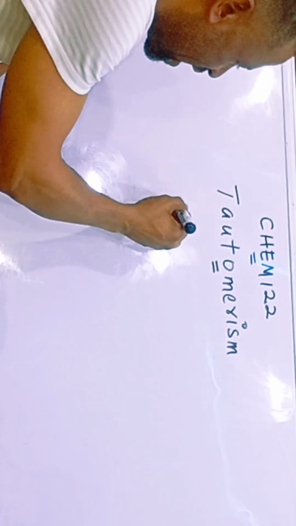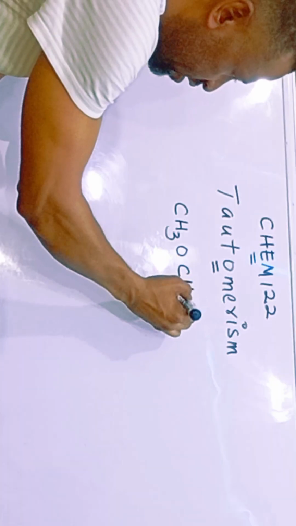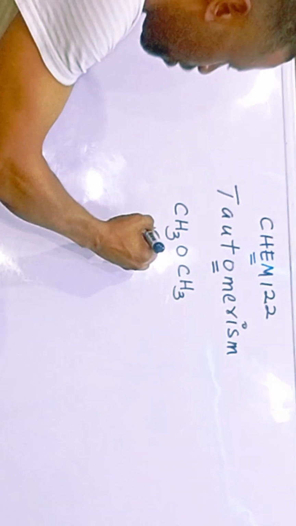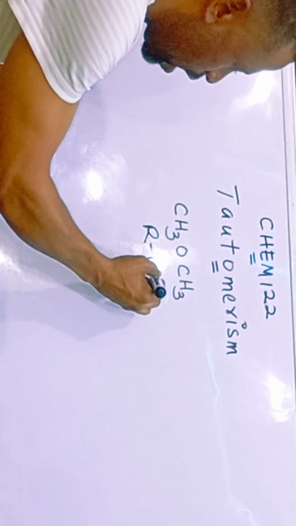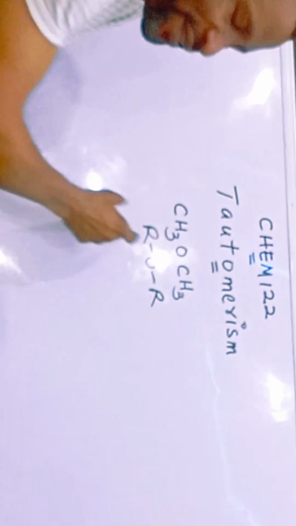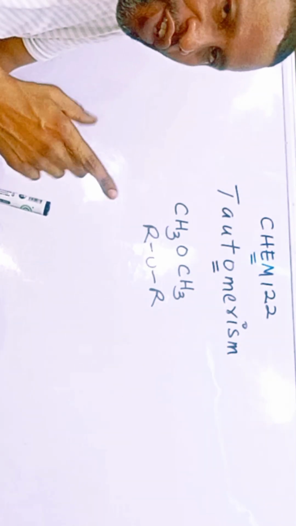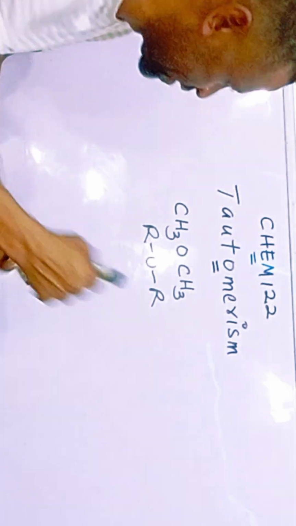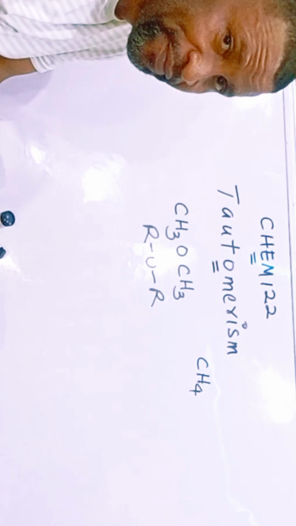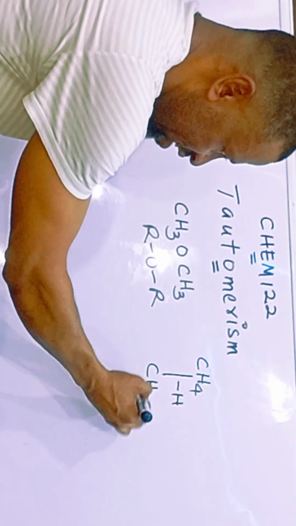If I write something like CH3OCH3, you notice that this obeys the general formula ROR. That's the formula it obeys. This R represents an alkyl group, which is an alkane that has lost one hydrogen atom. For instance, the first member of alkanes is CH4, which is methane. If methane loses one hydrogen atom, it becomes CH3.